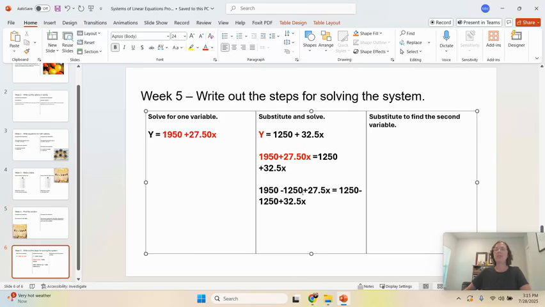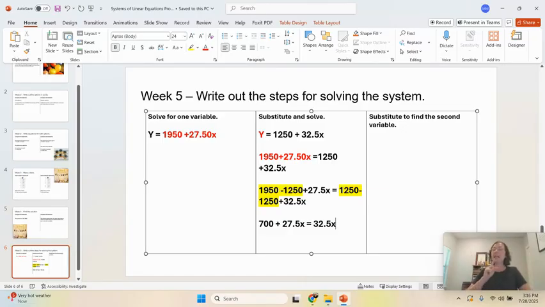So now let's do the 1950 minus 1250. Let me highlight that. And that's 700. You can check that in your calculator. And then notice the 1250 minus 1250. Well, we know that's 0. So I've got 32.5x. I just moved the 1250 to the left side by subtracting.